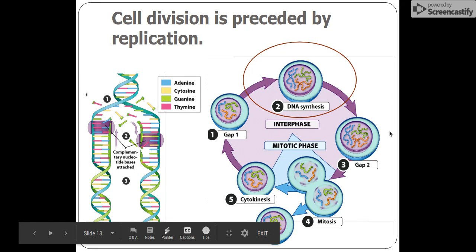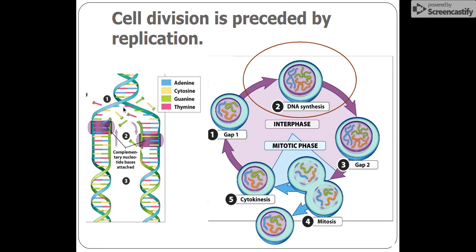Okay, and so here is that DNA synthesis. This is where we do that replication, where we have the separating at the replication fork. DNA polymerase comes in, copies that DNA 3' to 5' on the template, and so on.